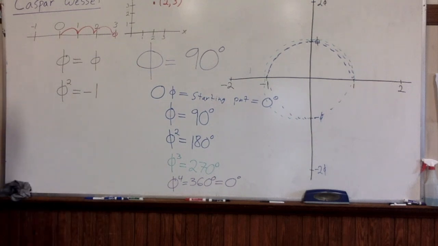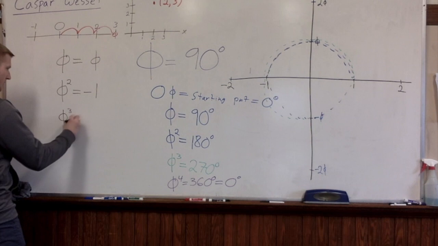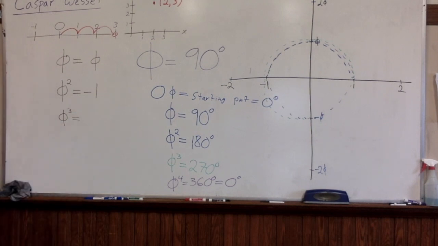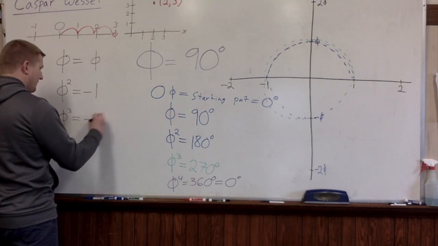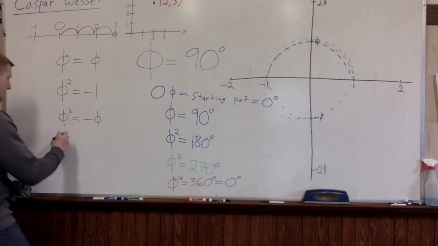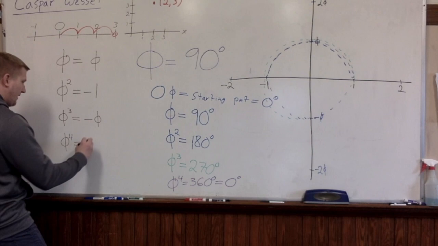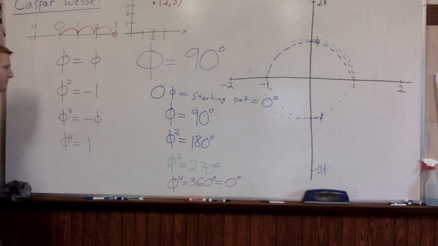Okay? Now phi cubed. Phi cubed took us 3 turns, and we ended up at -phi. All right, so these two expressions are equivalent. And then lastly, phi to the 4th gets us at +1.